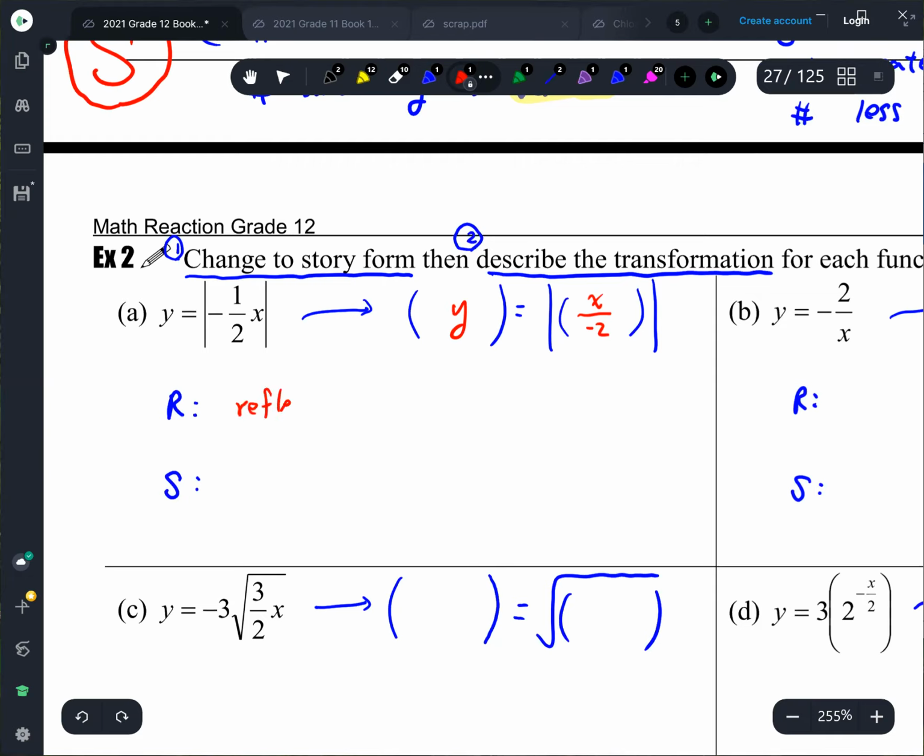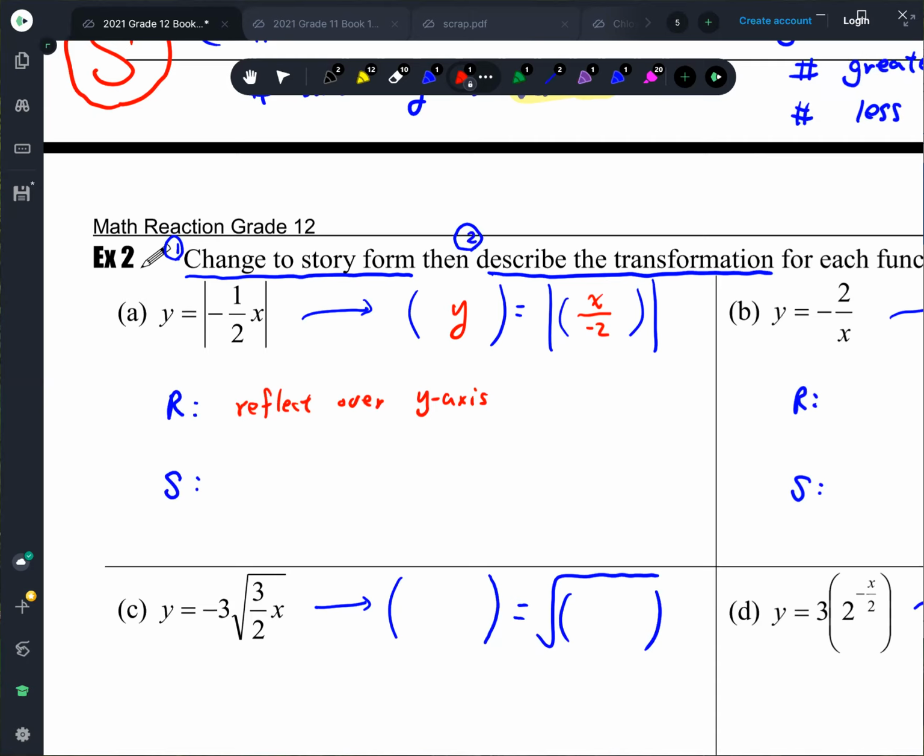Reflect over the y-axis. How do you know it's over the y-axis? Because the x part is a fraction, and you need one negative. x is on top.